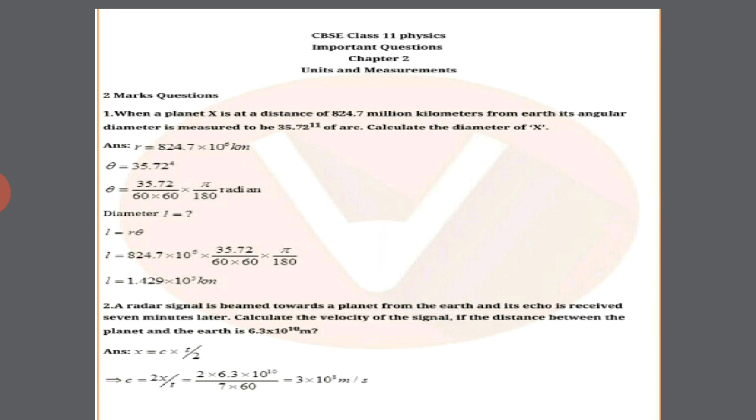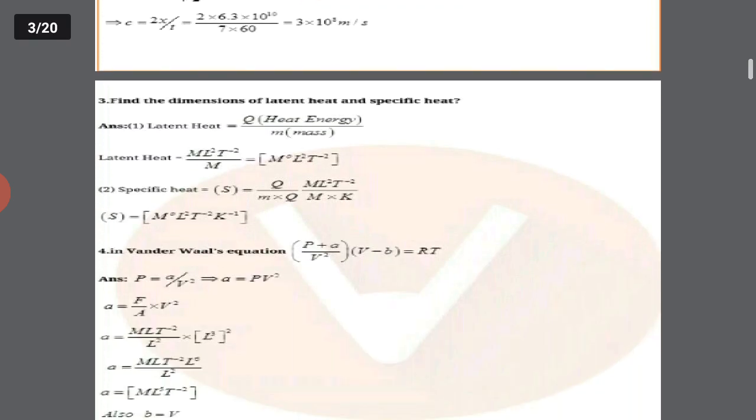If you are not able to solve this, then you can do only one thing. Just write the value of the speed of light over there. Next question.